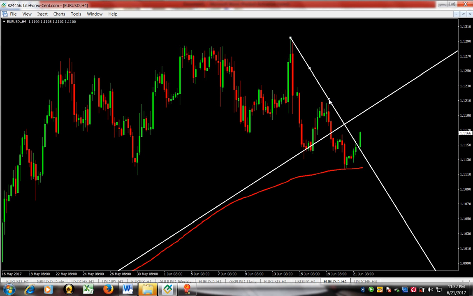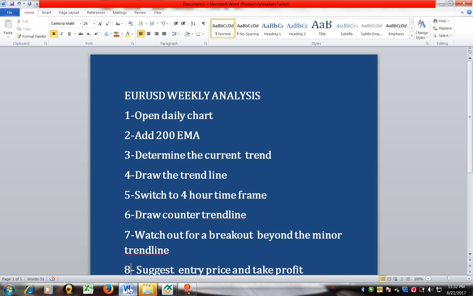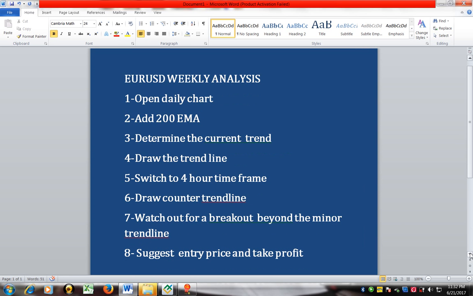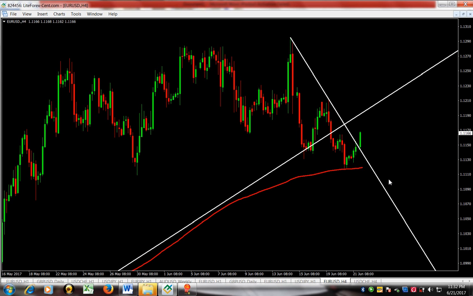So this is the counter trend line on 4-hour, and you can see the beautiful scenario that we have here. Okay, now we are doing things according to the task that I have prepared. We have drawn the counter trend line, so we should watch out for a breakout beyond the minor trend line. Now, since the major trend is bullish, you can see that the bullish movement is being further confirmed by this 200 EMA.